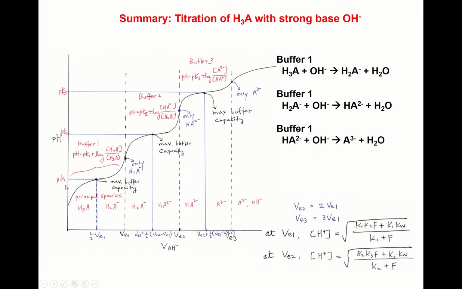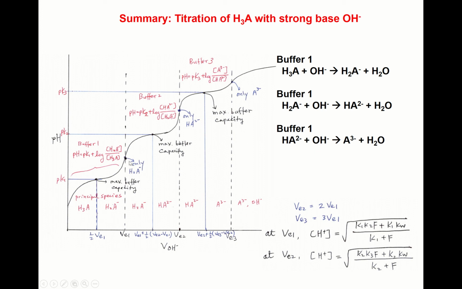That is pK1. Okay, very simple. Don't you think so? All right. So we have the first buffer in this region, and this is half of the first equivalence point, and the buffer capacity is maximum, because these concentrations are the same. So it tells many things. And pH can be calculated by this equation up to this point.